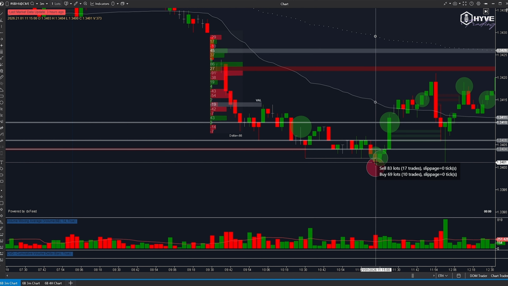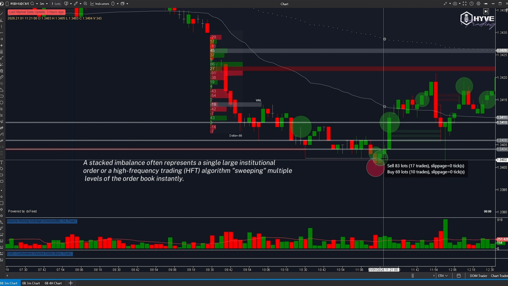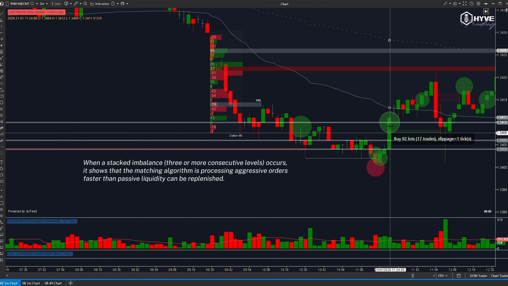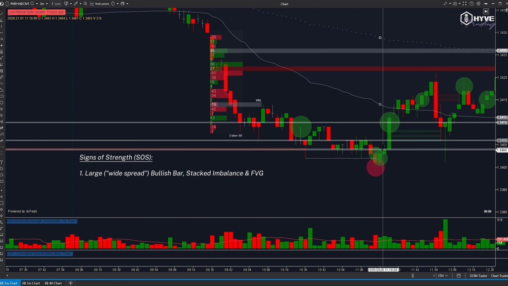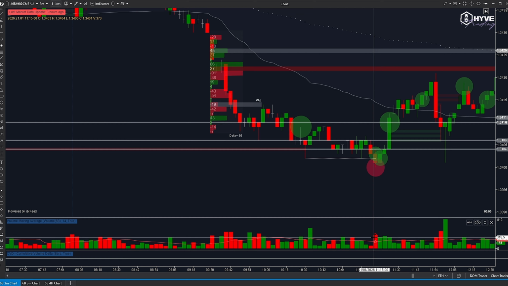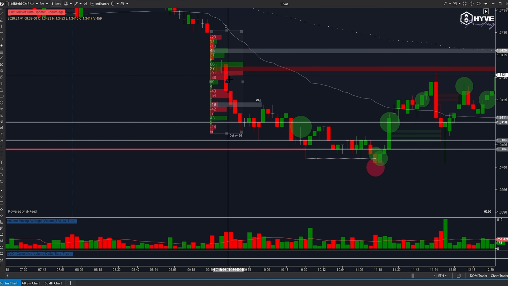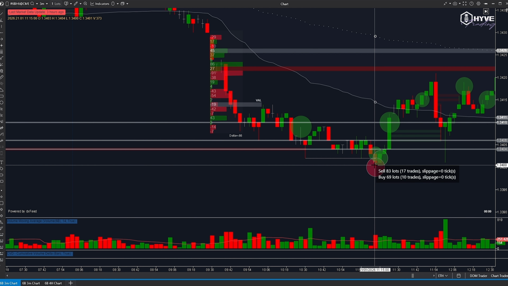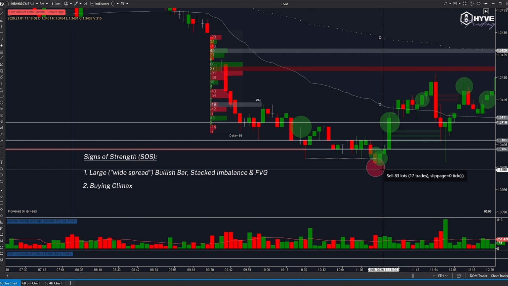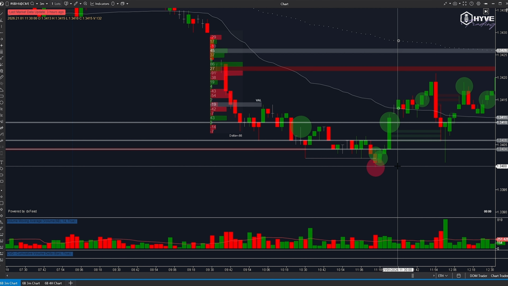So imagine if you're a buyer that wants to get filled at this level and price starts to push up because your orders are so large, it overwhelms the sell orders, which is why you've got the stacked imbalance right here. So this large candle with the stacked imbalance is the first sign of strength. Next, we can see that we had 4 consecutive volume above average. So just like we had the selling climax to the downside, now we've got the buying climax to the upside after sellers got trapped. So that was the next sign of strength.